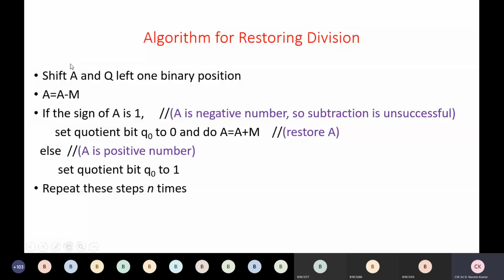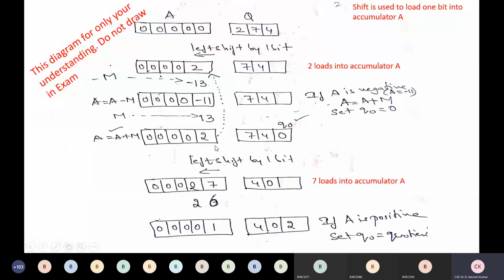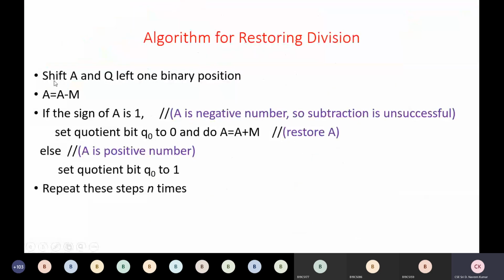The same thing we have done, we are discussing now in the form of an algorithm. Same process: the entire contents of A and Q we shift left by 1 binary position. Next, we do A is equal to A minus M. What are the contents of A? After the left shift, in the example we are getting 2. This is A, this is Q, and we are doing left shift by 1 binary position. So when we do left shift we get 2 into the accumulator.